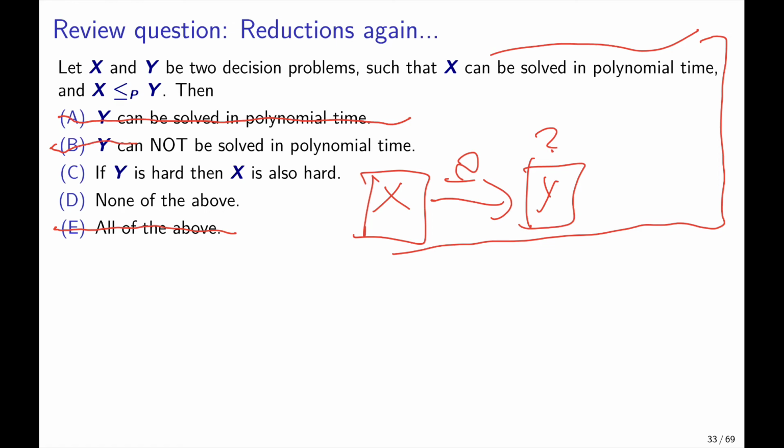Y cannot be solved in polynomial time. Well, that might be true, but we don't know that. So it's not this. If Y is hard, then X is also hard. That is also not true, because we know that X is easy, so that doesn't make any sense. And once you delete all the other options, what remains must be true, according to Sherlock Holmes, I think. So, yeah, the correct answer is D. And that's it.